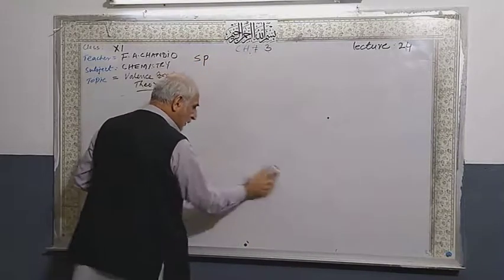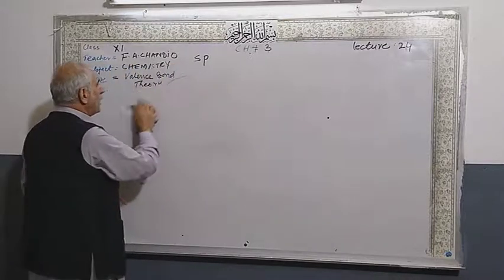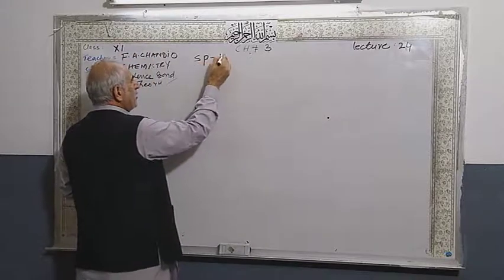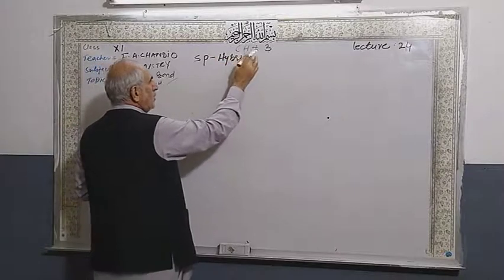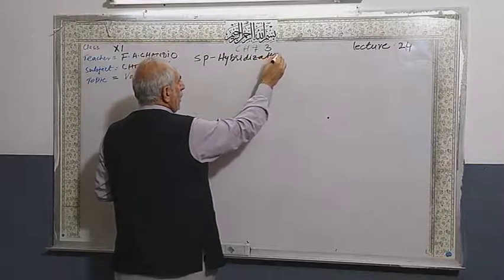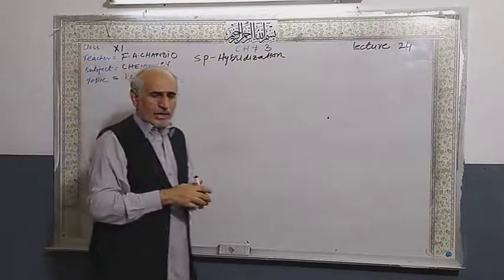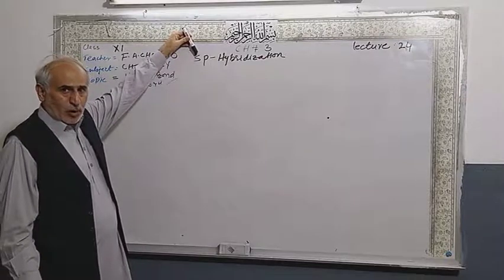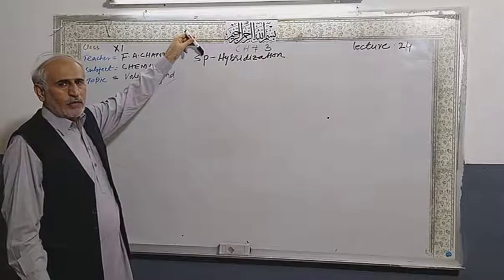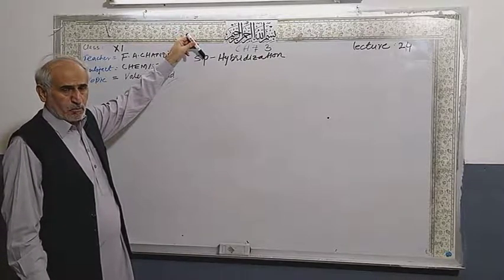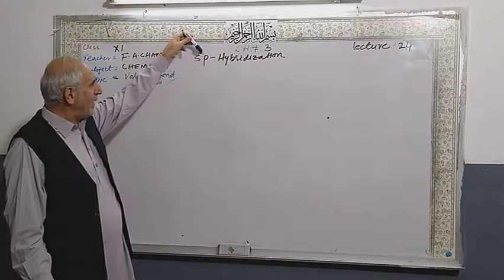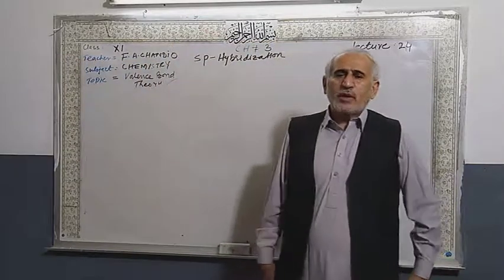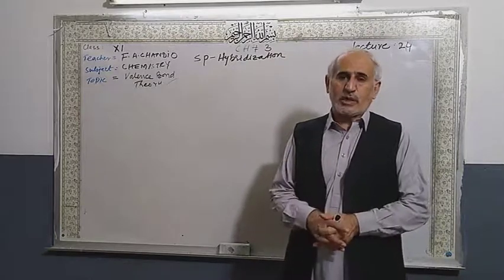Now, one hybridization approach remains behind. We call it sp hybridization. In sp hybridization, the definition I am telling you, you will see also: intermixing of one s atomic orbital with one p, with the ratio 1:1, 50% s character, 50% p character. So one s and one p atomic orbital intermix with each other to give two sp hybridized atomic orbitals.